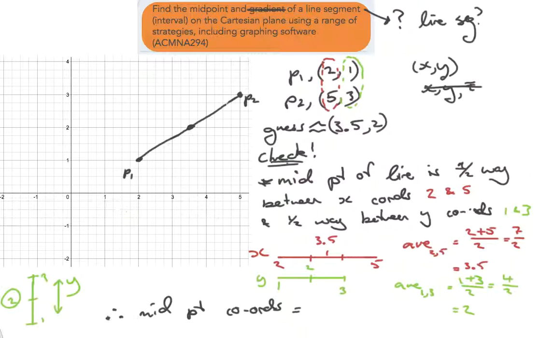So our x coordinate was 3.5, and our y coordinate was 2. How does that compare to what we had? 3.5, 2. Great, so the guess was correct. So that's all you have to do. You just have to say, well, what's halfway between the x's and what's halfway between the y's, and then put them together. Super easy.